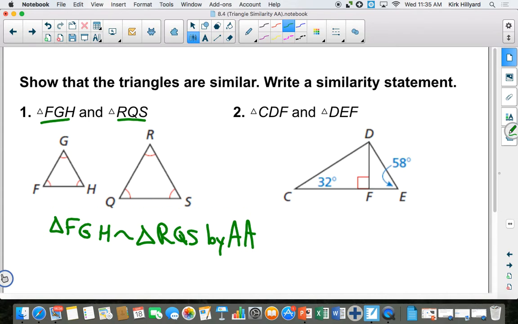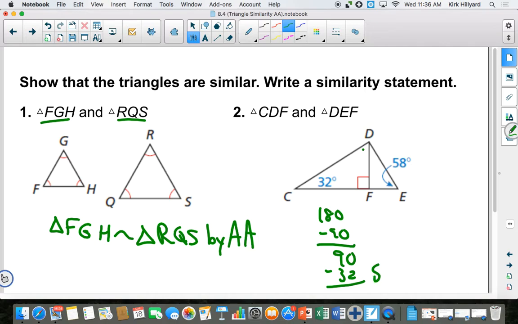Let's look at this one right here and check these angle measures and see if they are congruent. We have 90 and 32. We need to find this angle. So we can go 180 minus 90, which we know is also 90, and then subtract 32 from that.